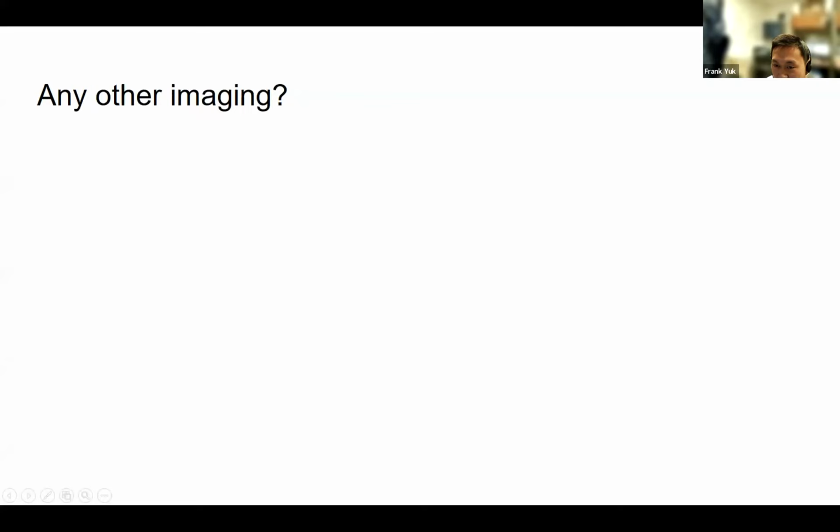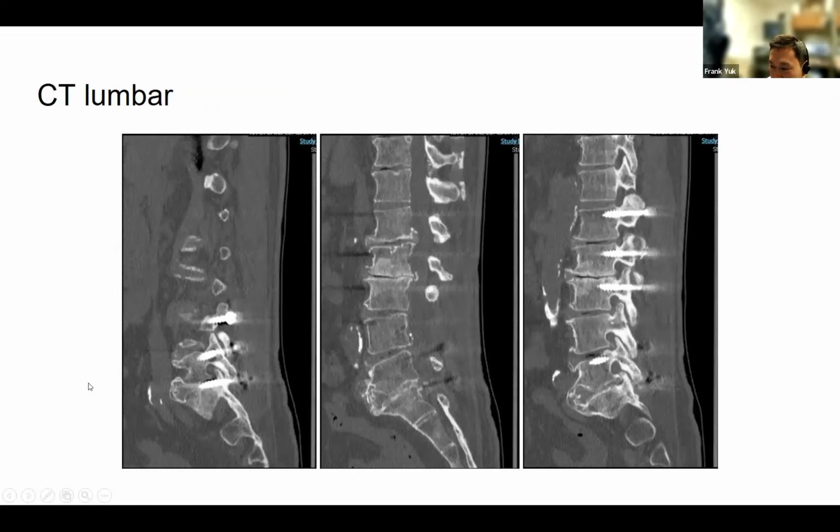Any other imaging that you want, Emily? Yeah, I'd also want to see the stability of the vertebral bodies as well. So what kind of scan do you want? I would want a lumbar flexion-extension X-ray as well. Okay, and a CAT scan. So here's the CAT scan.